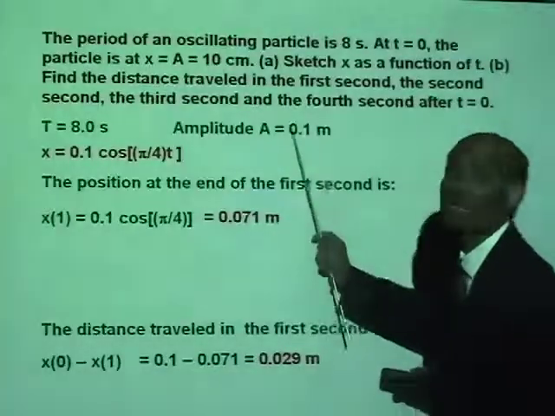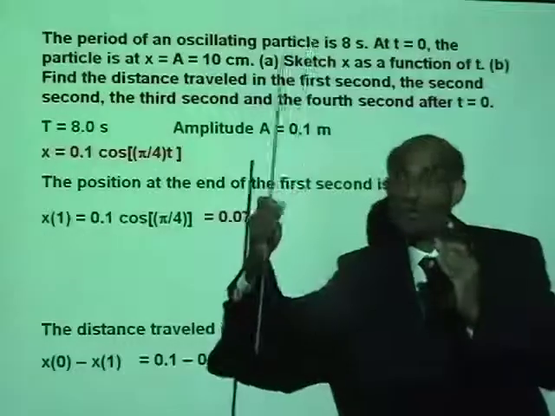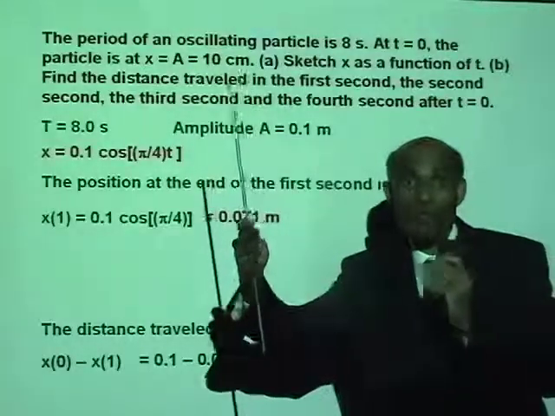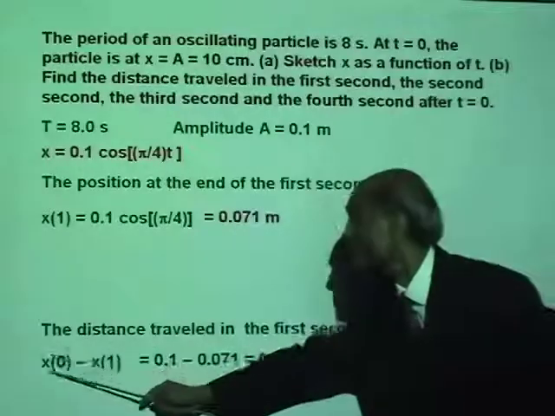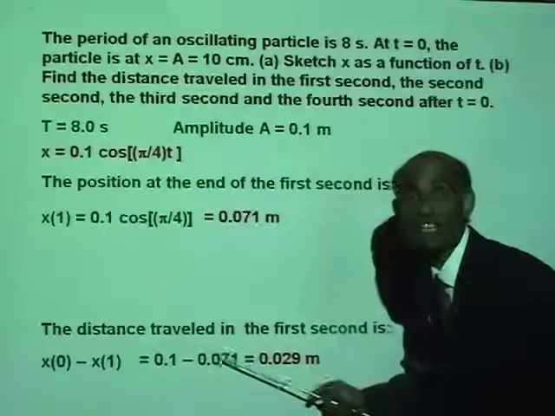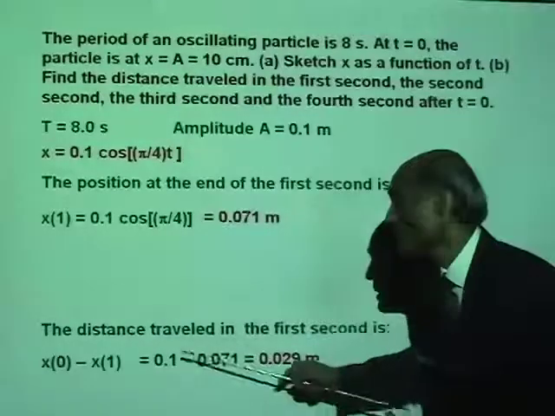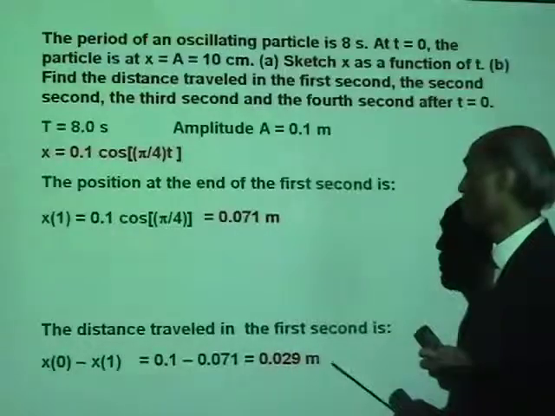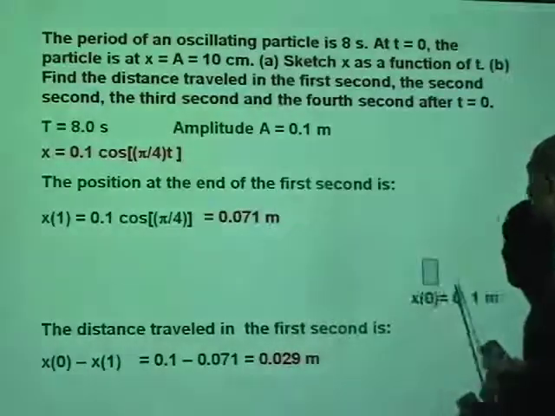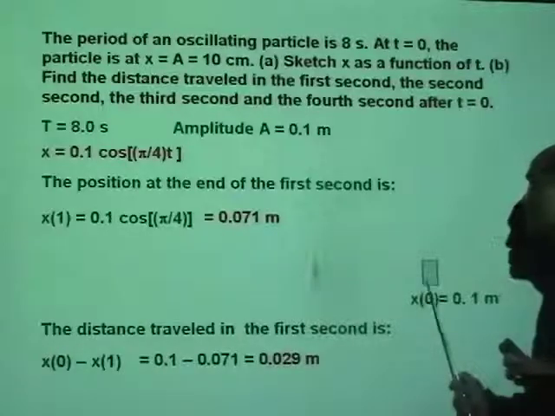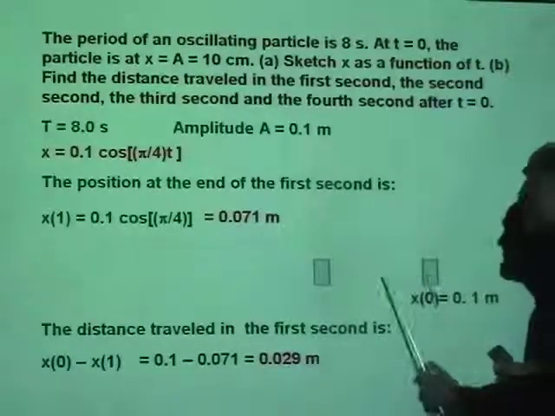0. You see, at t equal to 0, the object is at x equal to 0.1. That's right. So x of 0 is 0.1. At the end of the first second, it is at this x value. Therefore, the distance traveled in that time is 0.029. Now, this is where the object is at t equal to 0, at 0.1 meter.